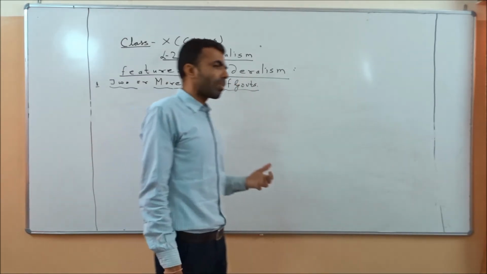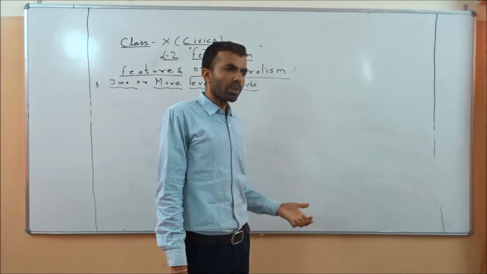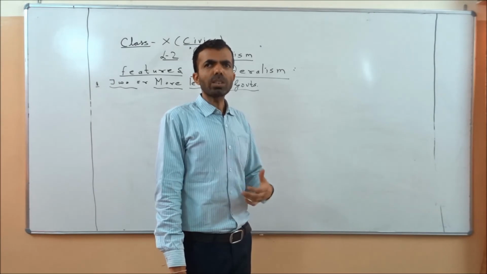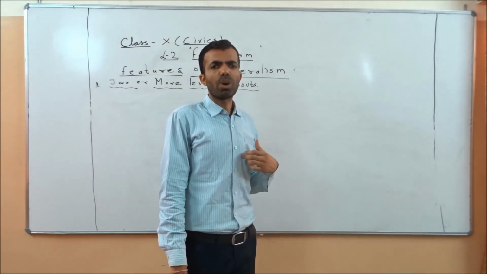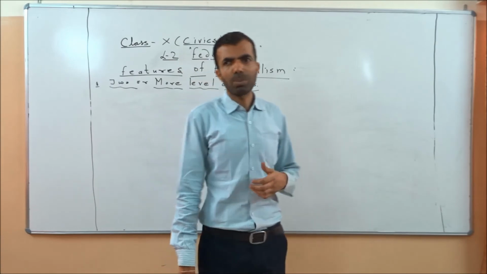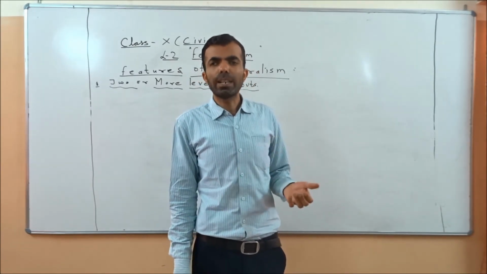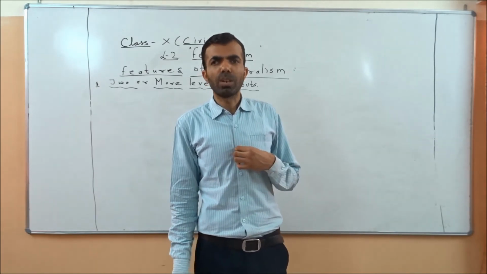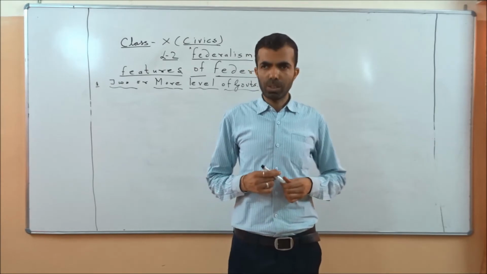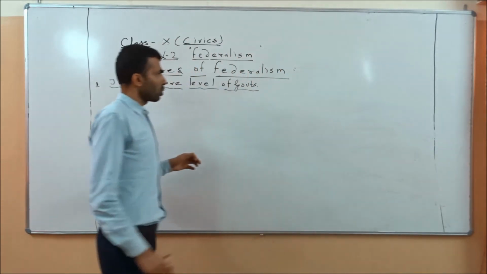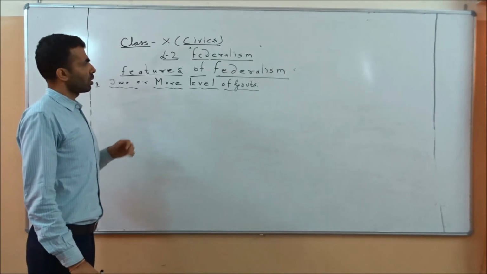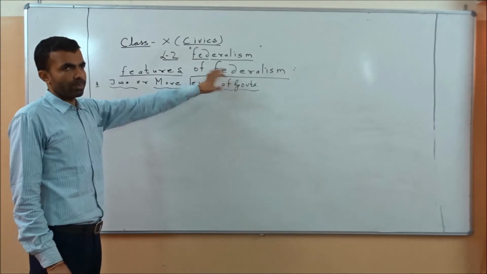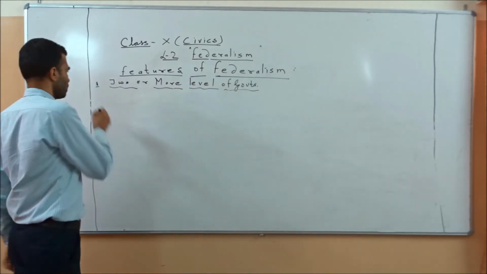National government would be dealing with the national issues. Regional government would be dealing with the regional issues only. Regional issues would be different from one region to another. Local self issues would include the local issues, may it be of cleanliness, may it be of water, may it be of street lights, may it be of sanitation, may it be of the health centers, etc. So I told you that there would be 2 or more levels of government in a federal country. That is the first and foremost feature of this.